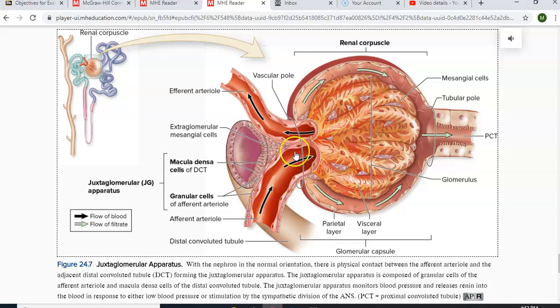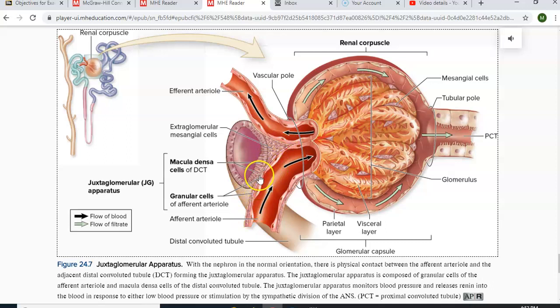And then this is the afferent arteriole, we said. And in the afferent arteriole, we have our little cells that are lining it. There are special cells called granular cells that are located, there's one there, in the wall of the afferent arteriole.